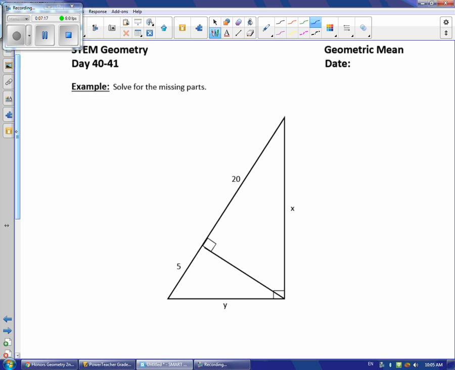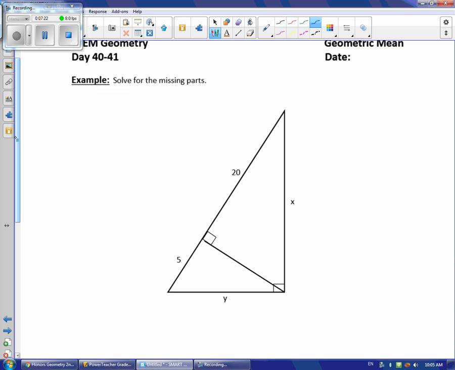Okay, let's try another example. Solve for the missing parts. Okay, so if I look at this triangle, I'm going to use HELP, and you can see they have not labeled the altitude. So we're going to use our hypotenuse and our legs and our parts. So I'm going to make part 1 5, part 2 20. That means X is leg 2 and Y is leg 1. Now they did not give us the hypotenuse, but we can easily figure it out by adding the two parts together. And our hypotenuse is 25, and we'll need that for our proportion.